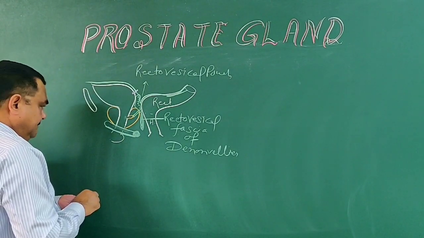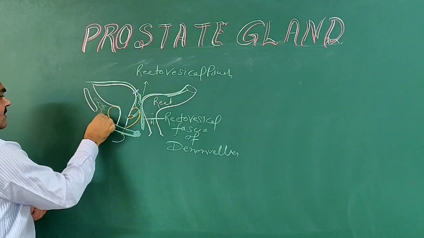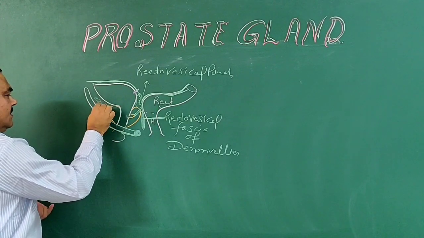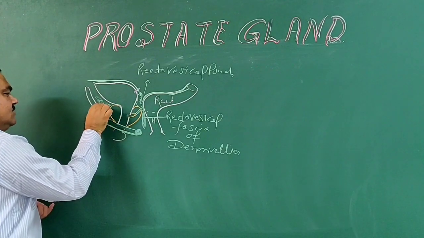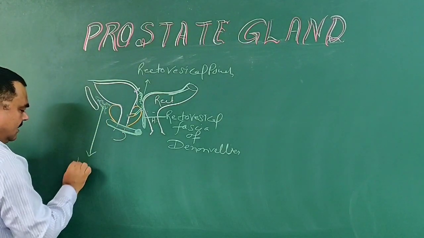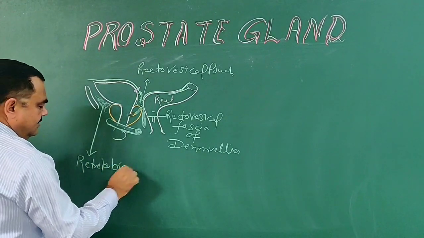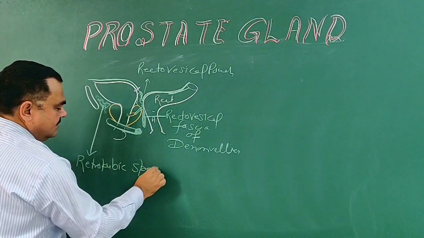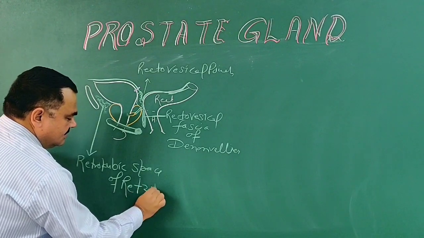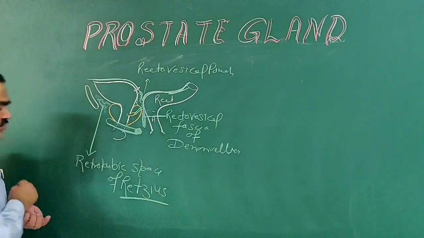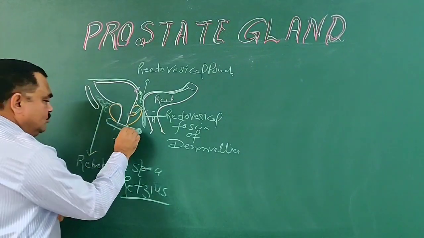And here is the fascia. Here lies loose connective tissue, and this is known as the retropubic space of Retzius. This is the retropubic space of Retzius. And this is the urogenital diaphragm.